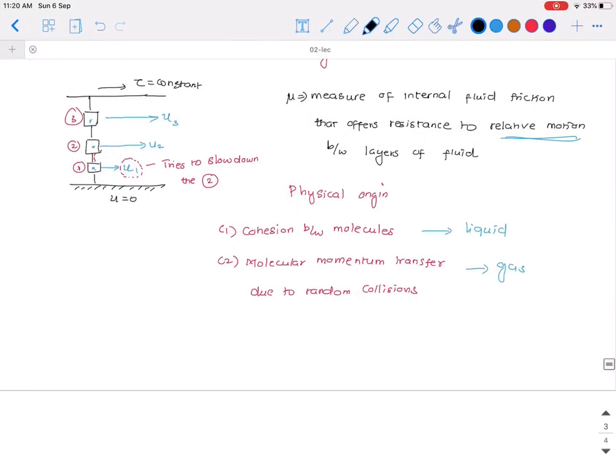Okay, and so what happens when we plot the temperature and viscosity of the fluid? Okay, so I'm going to draw 2 curves. Okay, for one the viscosity decreases with increasing temperature, for the other the viscosity increases. Okay, can you guess which one is a liquid and which one is a gas, and why?